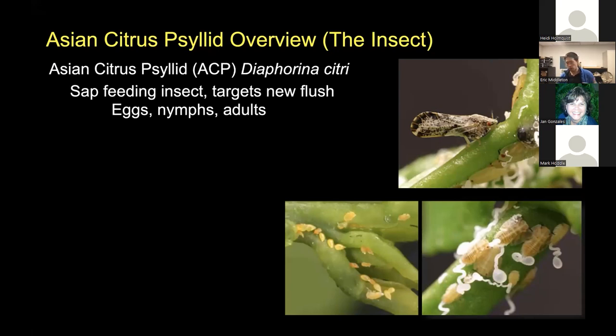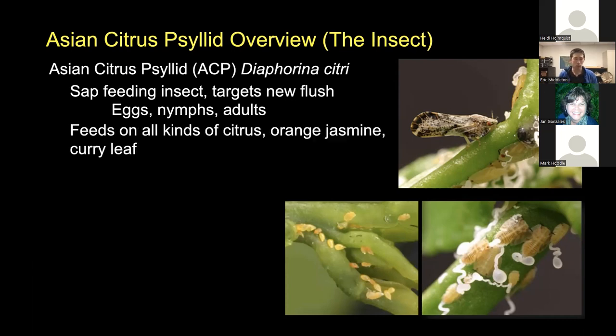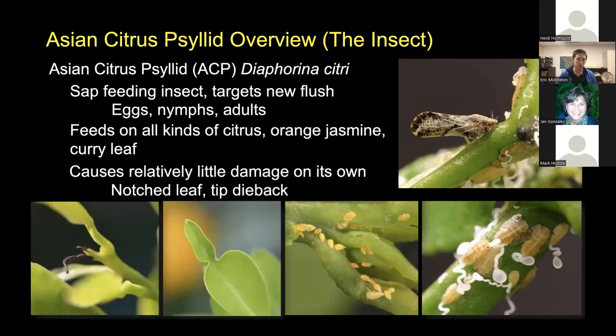For all the different life stages, whether that be the eggs, pictured towards the bottom, the nymphs, which extrude those white waxy filaments of honeydew out the back of them, or the adult, pictured in the upper right-hand picture, all of them are going to be on the new flush, the new leaves, the newly growing areas of their host plants. They'll feed on all different kinds of citrus, essentially every kind with very few exceptions that are perhaps not as susceptible. You can also find them on orange jasmine and curry leaf. Curry leaf, interestingly, is actually more of a preferred host for them. There was a potential idea for using that as a trap crop, but it never really got off the ground.